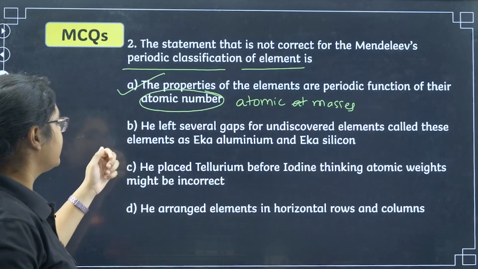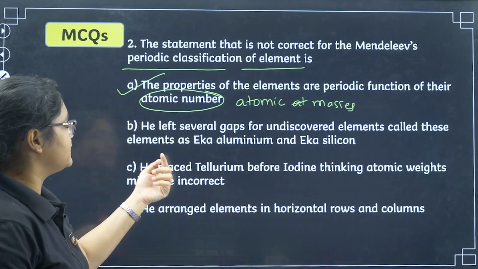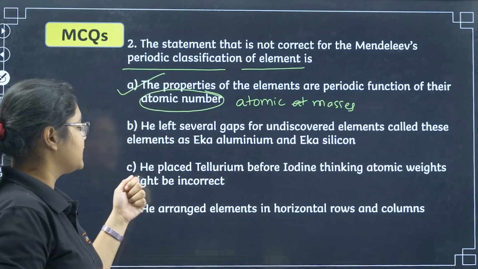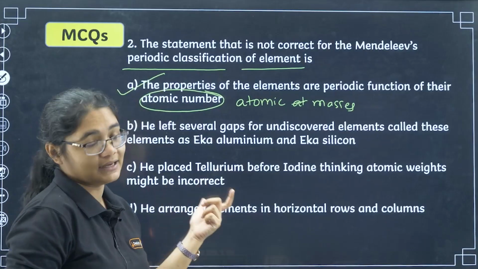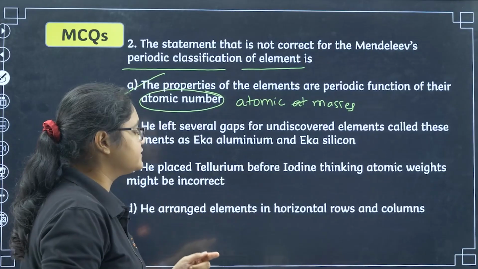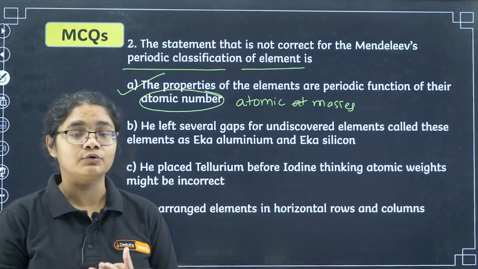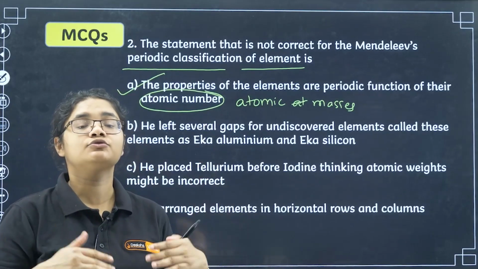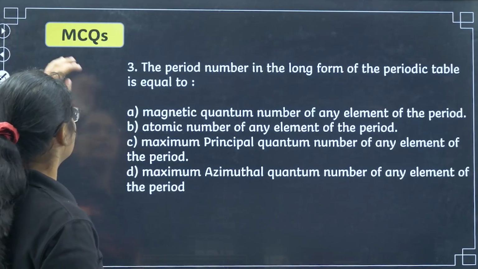He left several gaps for undiscovered elements and called these elements Eka-aluminium and Eka-silicon. This is correct. Next, he placed tellurium before iodine, thinking atomic weights might be incorrect. This is also correct. He arranged the elements in horizontal rows and columns. He was the first scientist who could think in that way, and he made a table of rows and columns to arrange the elements. So option A is correct.